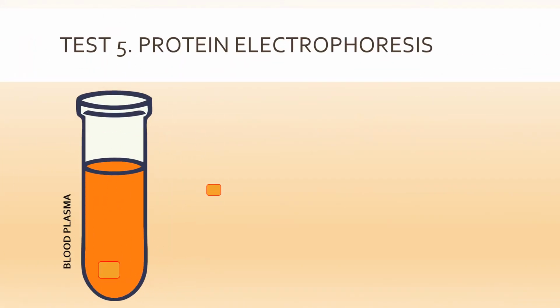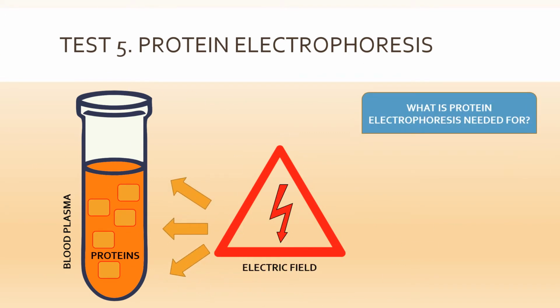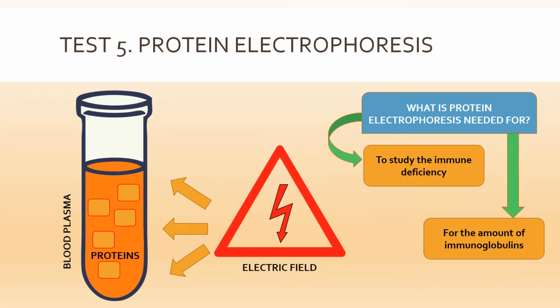Fifth test, protein electrophoresis. Protein electrophoresis consists of separating various protein components from plasma under the influence of an electric field to identify each of them. Protein electrophoresis is necessary to study immune deficiency or the amount of immunoglobulins.